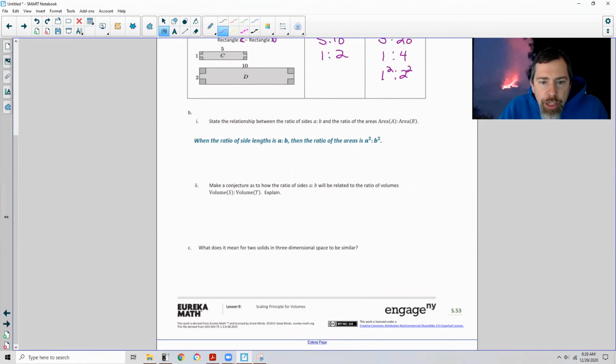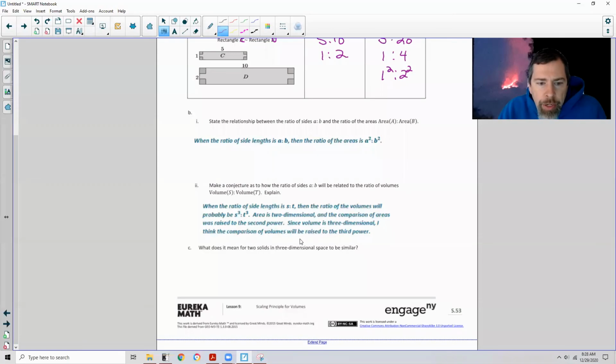2, make a conjecture as to how the ratio of side S to T will be related to the ratio of the volumes, volume S to volume T, and explain. Okay, so I would say when the ratio of side length is S to T, then the ratio of the volumes will probably be S cubed to T cubed. The area is two-dimensional, and the comparison of areas was raised to the second power. Since volume is three-dimensional, I think the comparison of volumes will be raised to the third power.